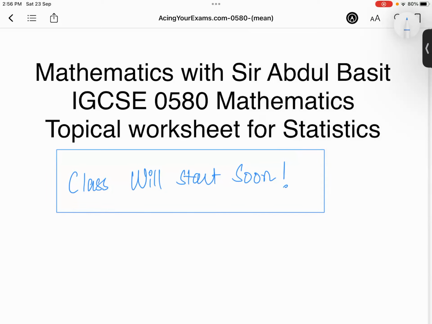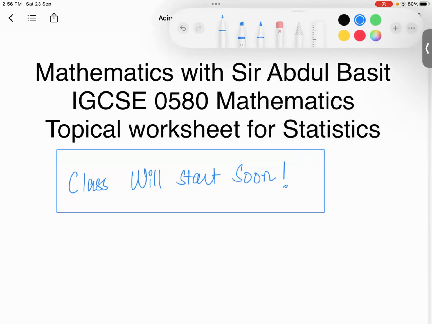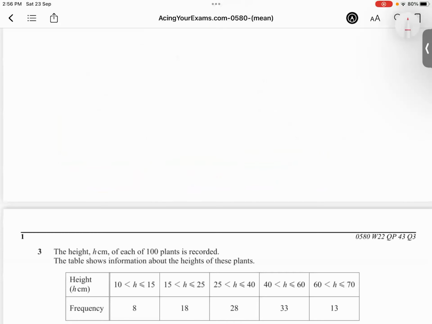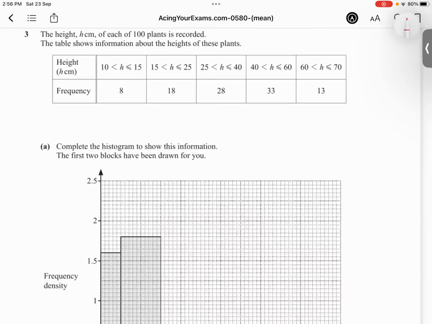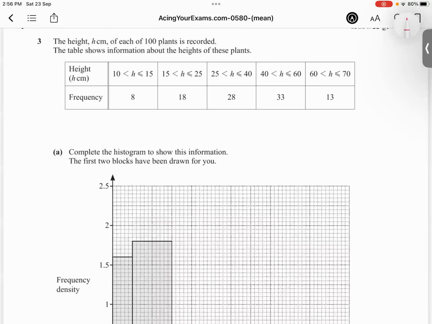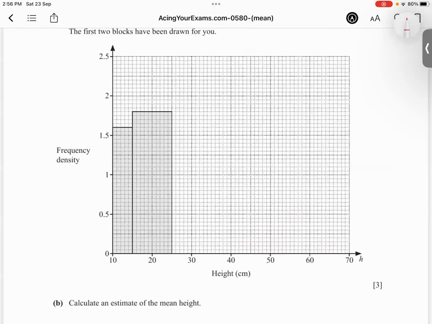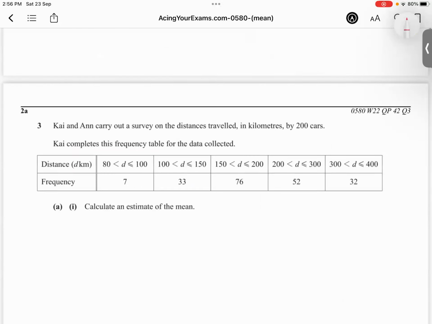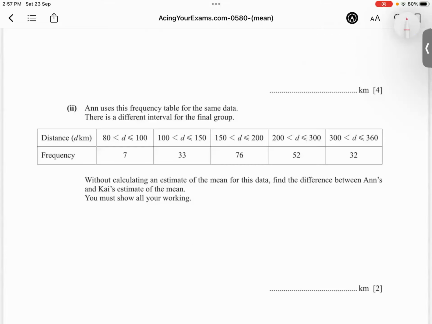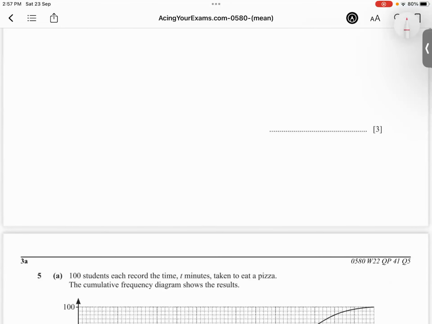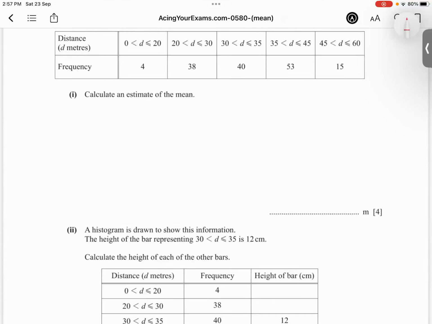So today I'm going to discuss the topical worksheet for statistics. You can get these sort of worksheets anywhere on the internet as well. I will share this worksheet with you guys as well. For example, look at the question. The question in this part is histogram. So let's attempt mean, median, mode first, and then we can come towards the histogram as well. So let's begin the worksheet.